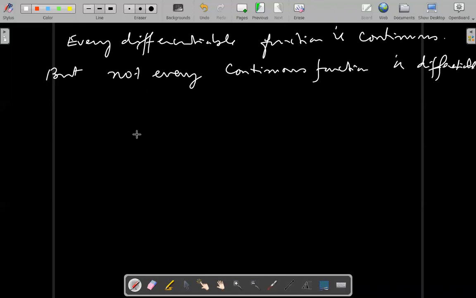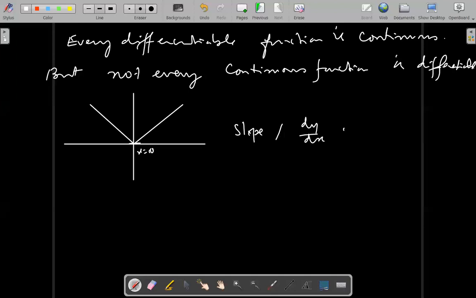So this is the only thing to note down, but from the graph perspective, he is trying to say that if I draw, this is the mod x graph. So in this mod x graph, at x equal to 0, we can't draw a tangent because you don't have a slope there. Slope doesn't exist. Slope or dy by dx is not possible at x equal to 0.